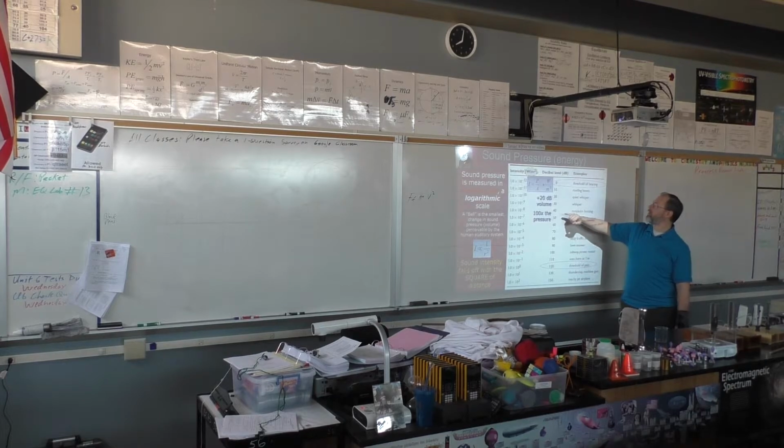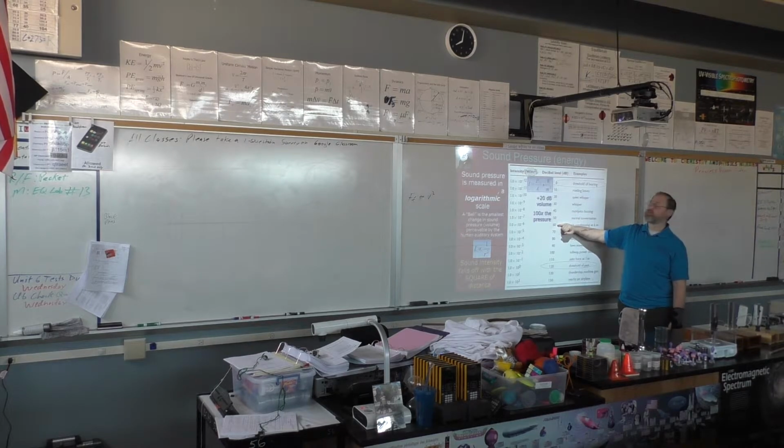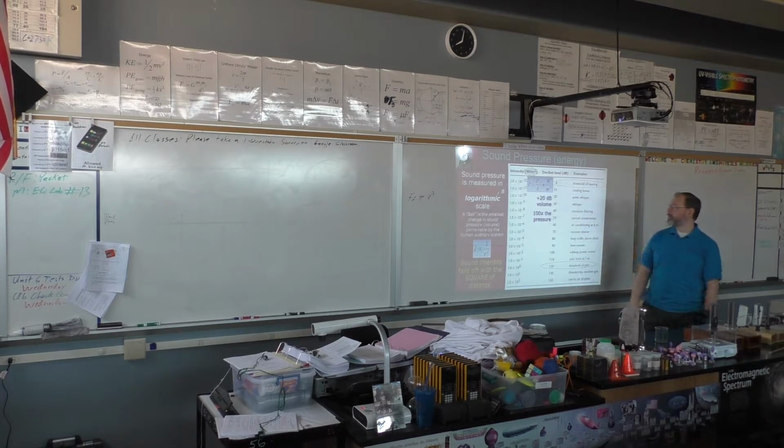So a sound intensity of 40 is 10 times more than a 30. And a 60 is 100 times more than a 40. And a 90 is 10, 100, 1,000, 10,000 times more powerful than a 50. That make sense? Okay, so that's how the decibel scale works.